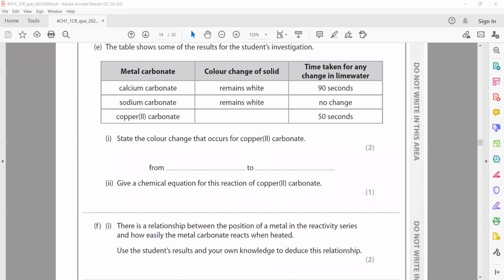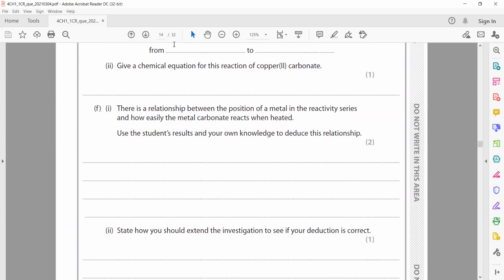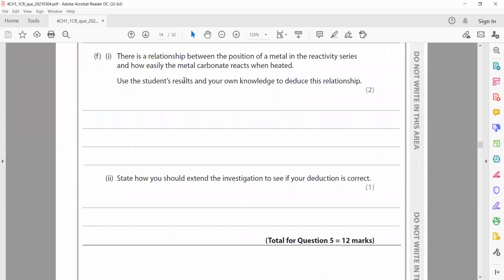So what we can say is, when the metal is lower in the reactivity series, the less reactive metal carbonates can decompose easily. As copper is less reactive and sodium is more reactive, less reactive metal carbonates can decompose easily.